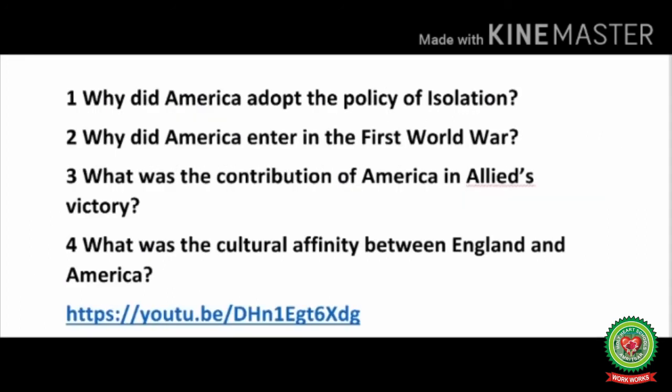In this module, we have covered the following questions. Why did America adopt the policy of isolation? Why did America enter the First World War? What was the contribution of America in the Allies' victory? And what was the cultural affinity between England and America?